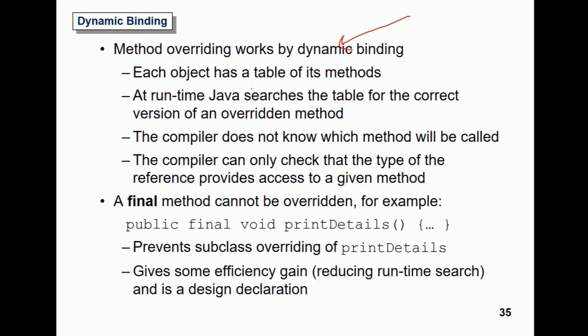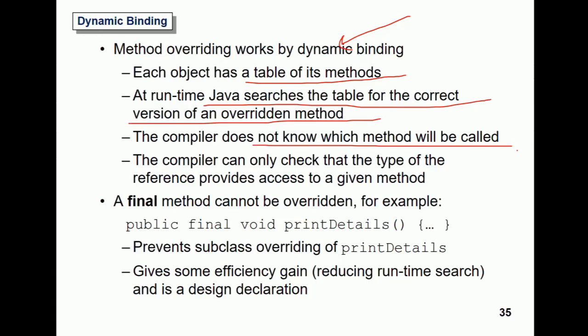So each object has a table of methods. At runtime, Java searches the table for the correct version of an overridden method. The compiler does not know which method will be called. The compiler can only check that the type of the reference provides access to a given method. That's why the reference type has to have that method in there.